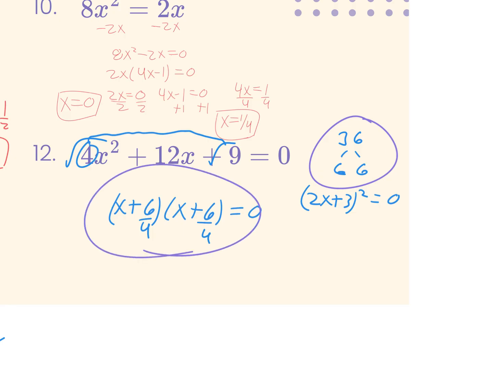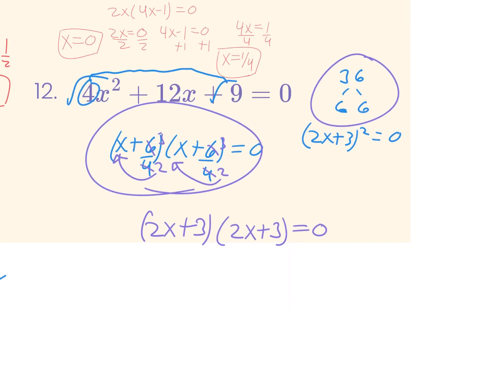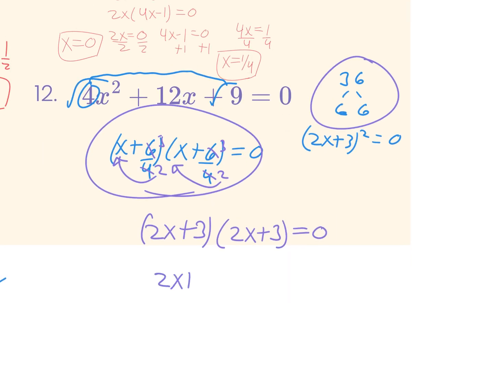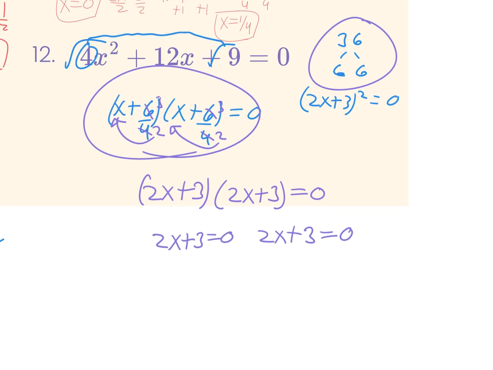So you can simplify this. 6 and 4 is going to become a 3 and a 2. And then I can slide that 2 up front. So then I get a 2x plus 3 times 2x plus 3 equals 0. And then I would set each of these equal to 0. So 2x plus 3 equals 0. Another 2x plus 3 equals 0. And then we get the exact same thing that we got before, with the one solution that shows up twice.